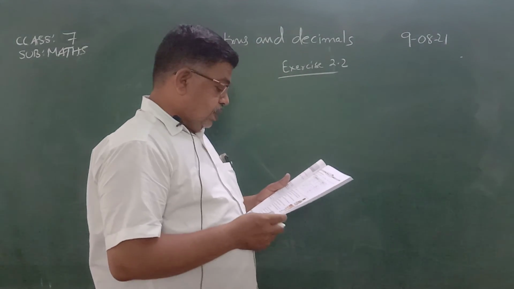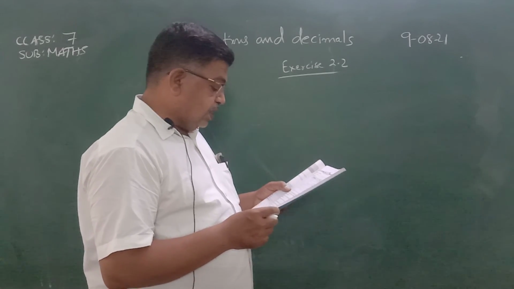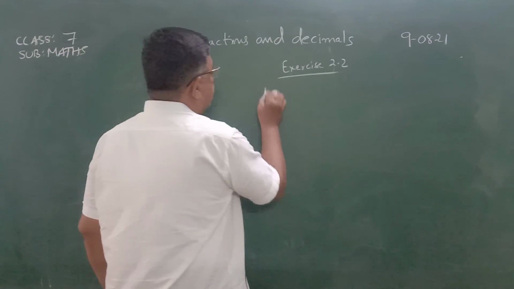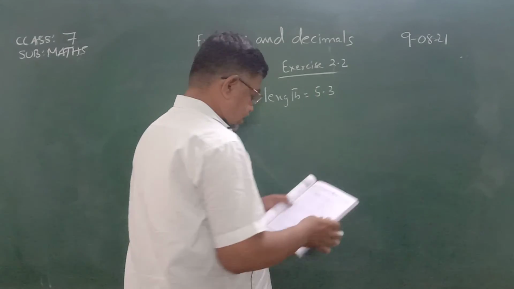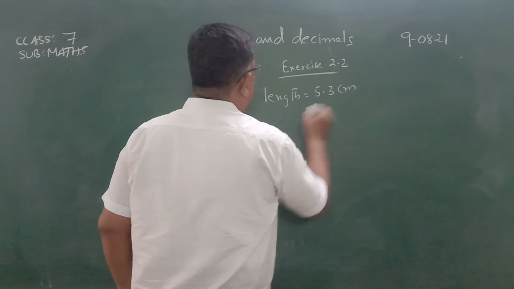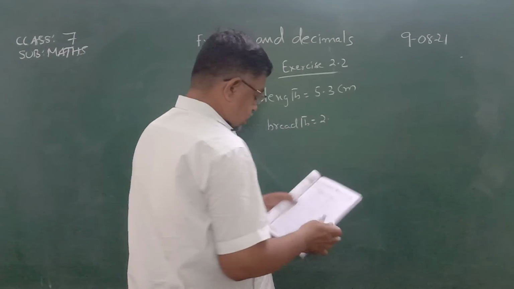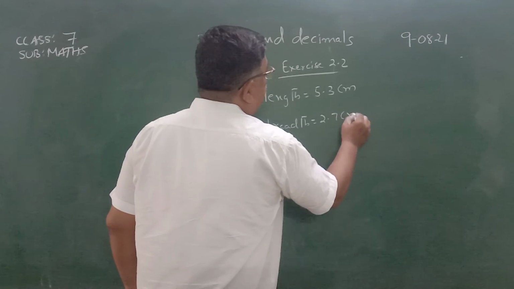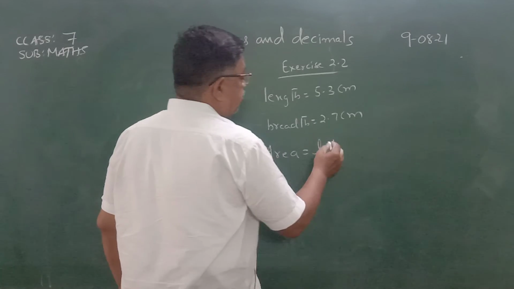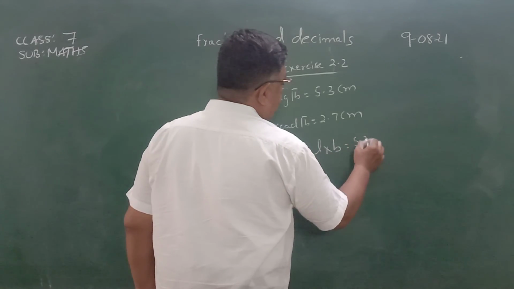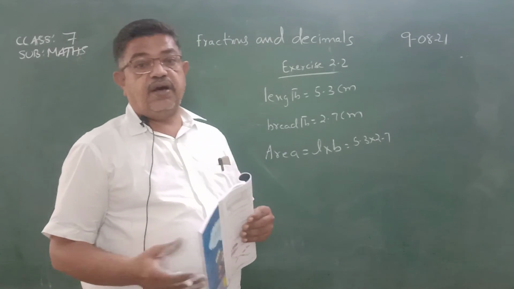Next, find the area of the rectangle whose length and breadth are 5.3 centimeters and 2.7 centimeters respectively. So first we write length equal to 5.3 centimeters, breadth equal to 2.7 centimeters. We need to find the area of the rectangle. Area is given by the product of length and breadth is equal to 5.3 into 2.7. Here our aim is to find the product of decimals, not the area of the rectangle.